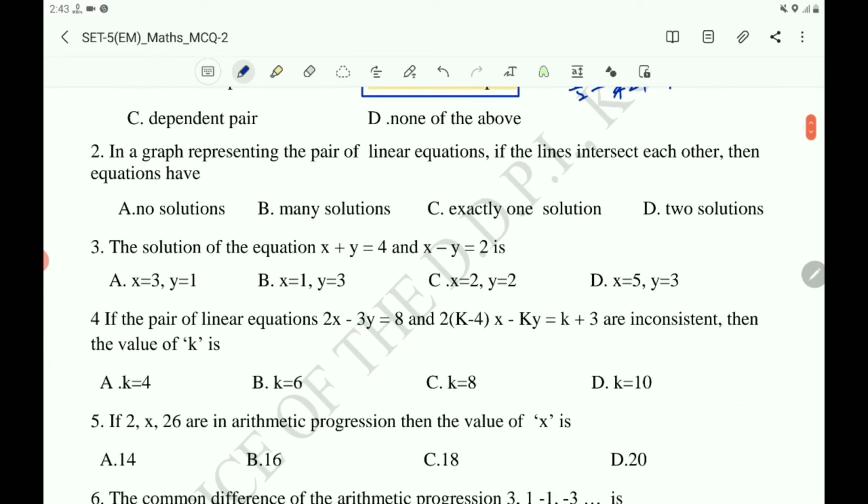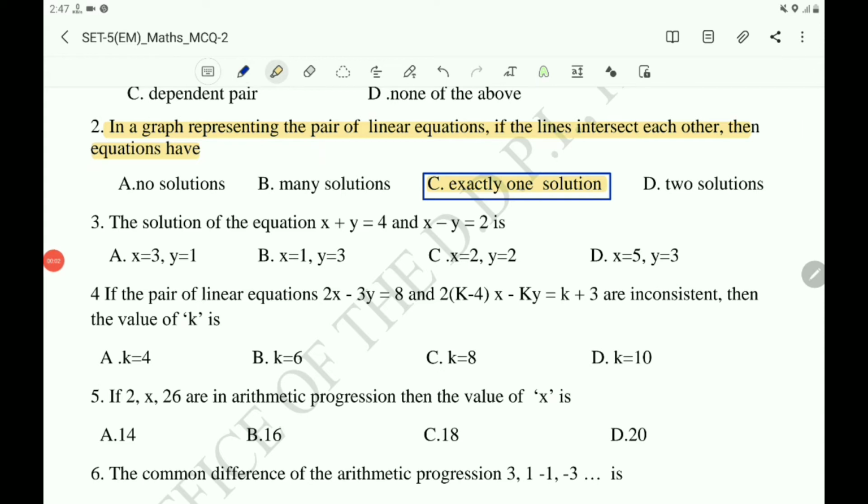Then you take the second question. In a graph representing the pair of linear equations, if the lines intersect each other, then the equations have, here they intersect each other. They are intersecting lines, which means exactly one solution. Option C is the answer. Unique solution, exactly one solution.